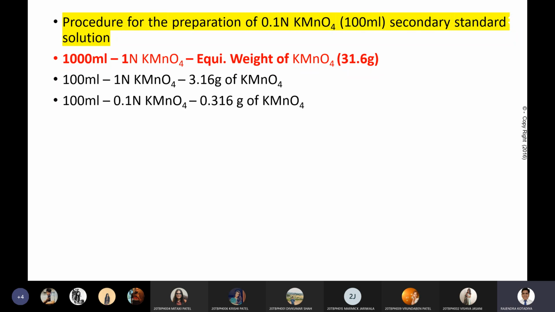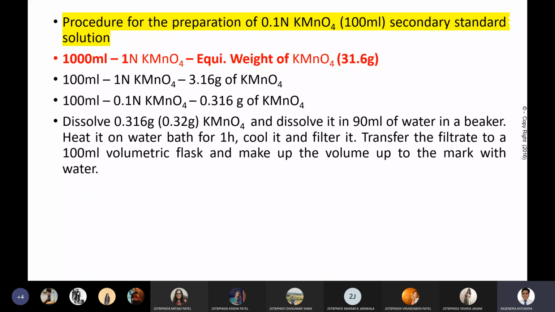Okay. So that is the calculation pertaining to preparation, what do you call the equivalent weight. Now the actual procedure will be like this. We need to weigh 0.316 gram. So in place of that, you can weigh 0.32 gram of KMnO4. Dissolve it in 90 ml of water in a beaker.